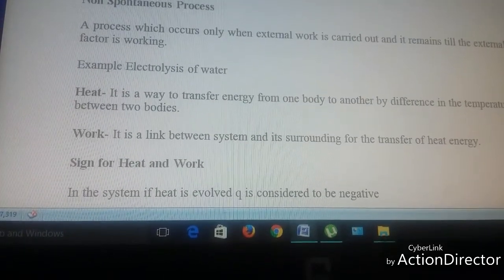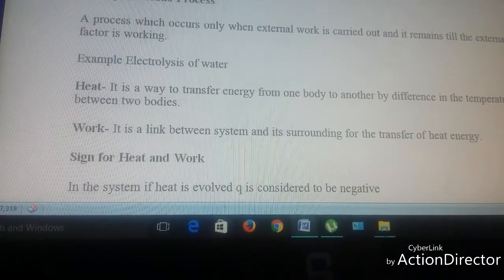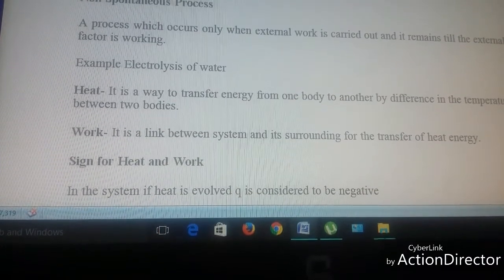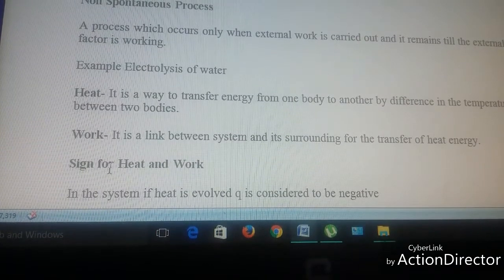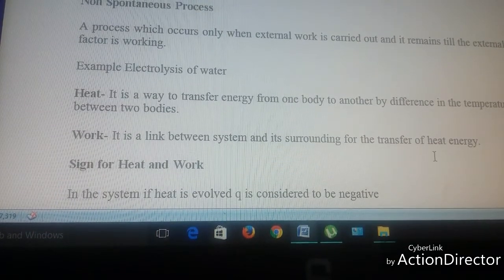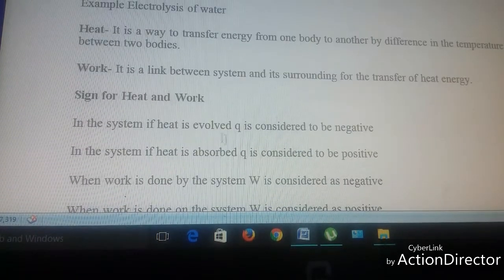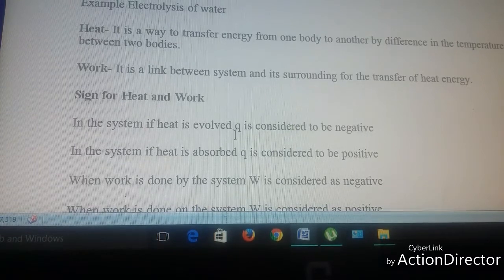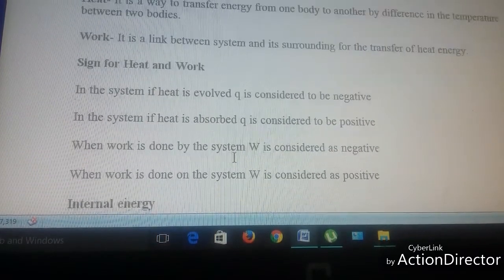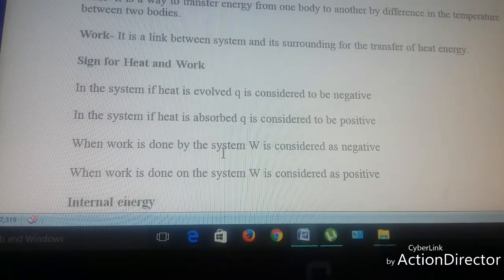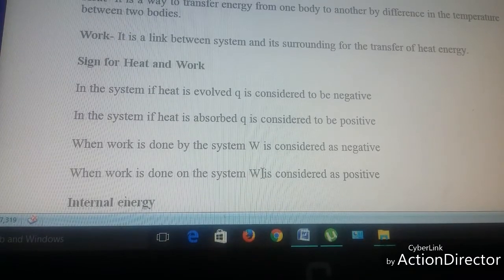Now let us talk about the relationship between heat and work. What will be the sign? Heat is a way to transfer energy from one body to another by a difference in temperature between the bodies, whereas work is the link between the system and the surroundings for the transfer of energy. In a system, if heat is evolved, then Q will be considered negative, whereas if it is absorbed, then Q is taken to be positive. Similarly, when work is done by the system, W is negative. When work is done on the system, then W is considered positive.